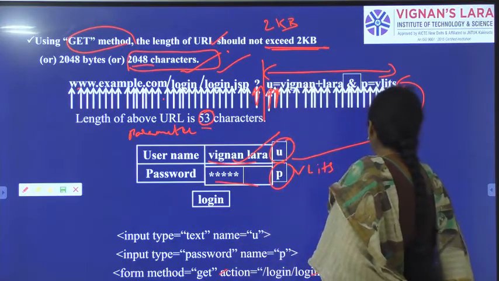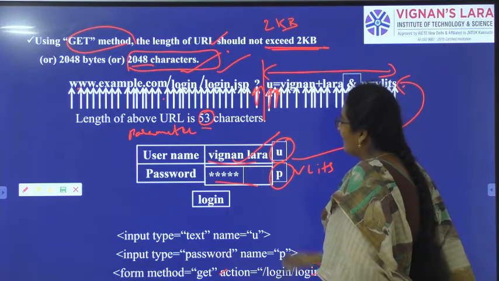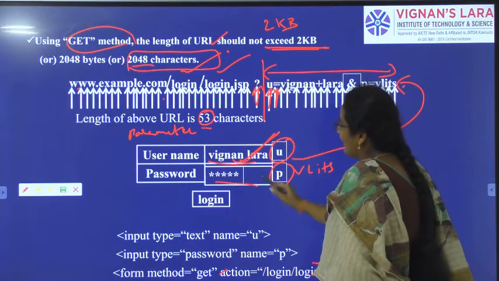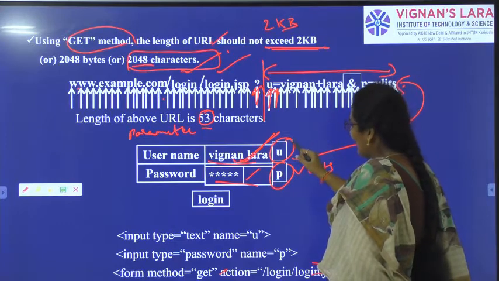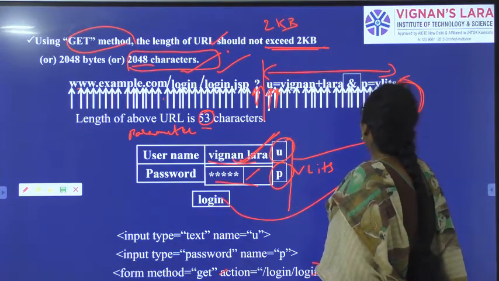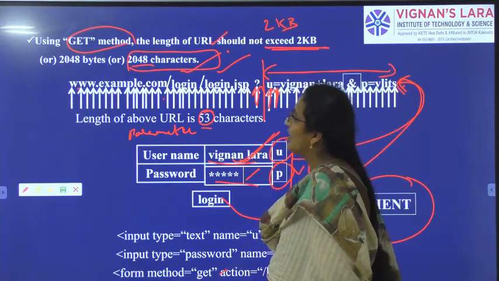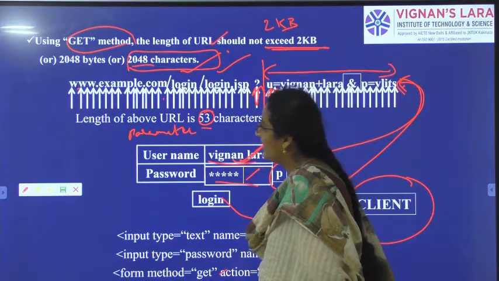So we have the client, and the client will be making requests and getting responses from the server. We have the username Vignal Lara and password VLITS. Whatever parameters you include in your login page, those will be added to your URL. But the condition is that when you are using the get method, your URL should not exceed 2048 characters.